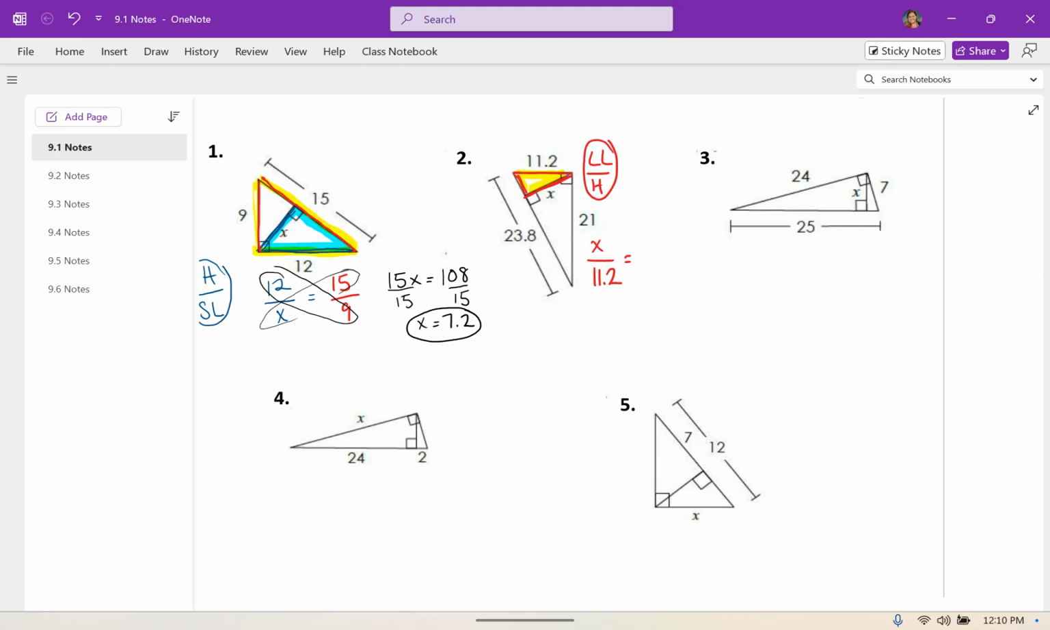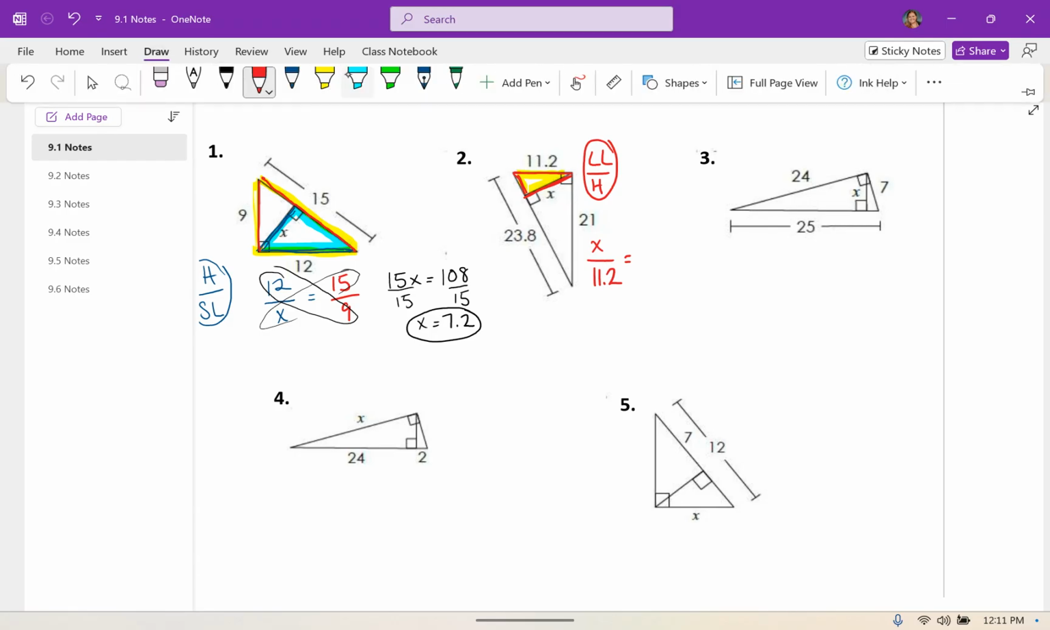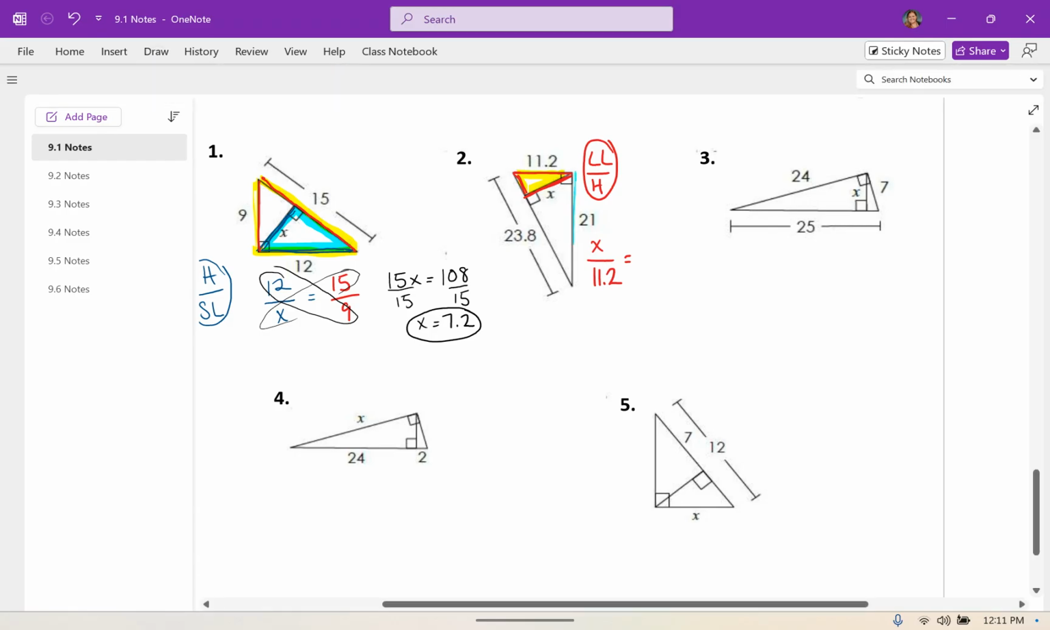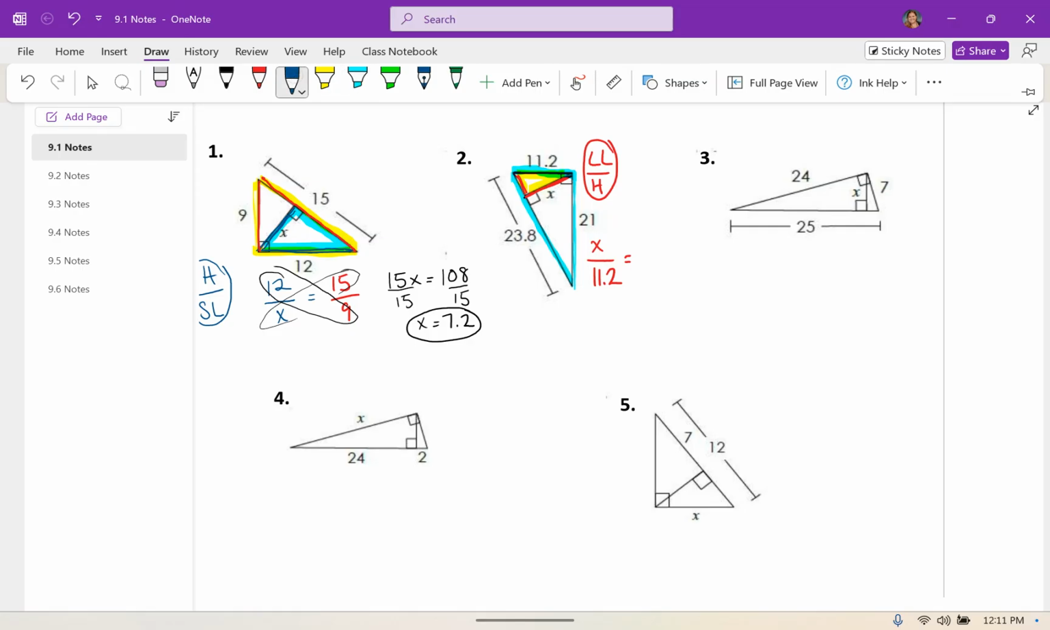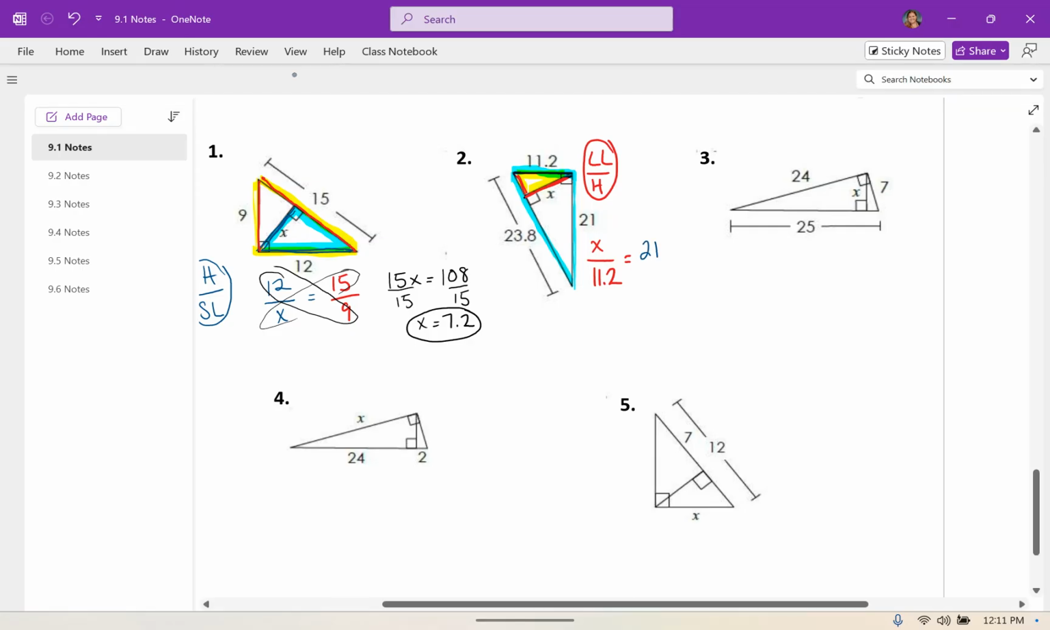Okay, and so now if I want to use a different triangle, I'm going to have to use the outer triangle, because in the outer triangle I am given the long leg and the hypotenuse, right? And I don't know the long leg of the medium triangle, so the long leg is 21 and the hypotenuse is 23.8, and then we cross multiply and solve.